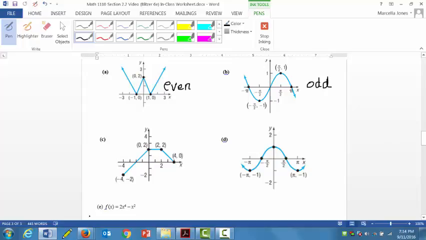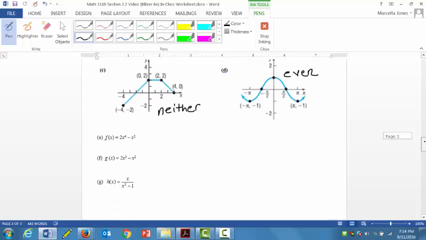And in an odd function, whatever you see in quadrant 1, you see the mirror image in quadrant 3. Whatever you see in quadrant 2, you see the mirror image in quadrant 4. C is neither, and D is even. So D, we have y-axis symmetry. C, we have no symmetry at all.